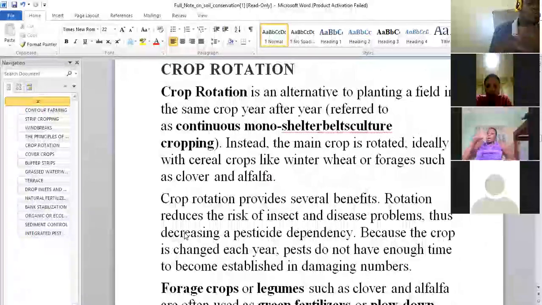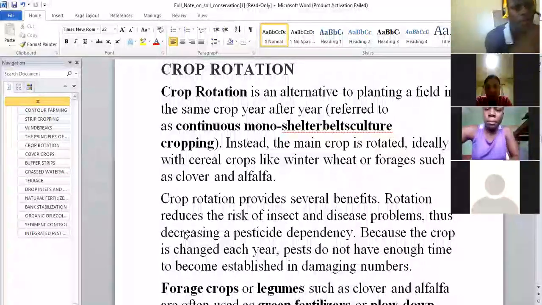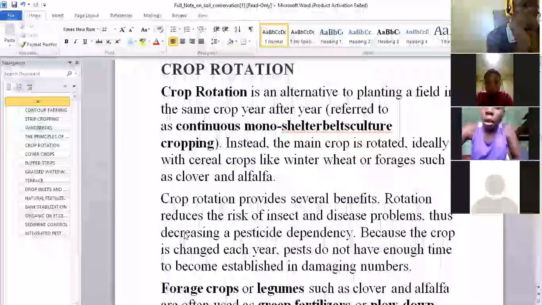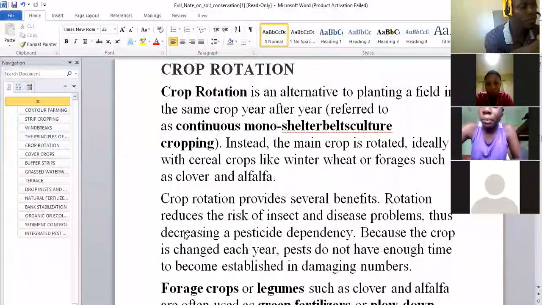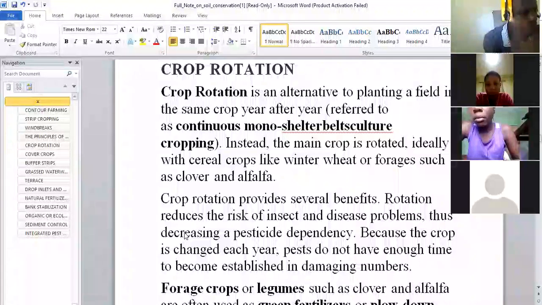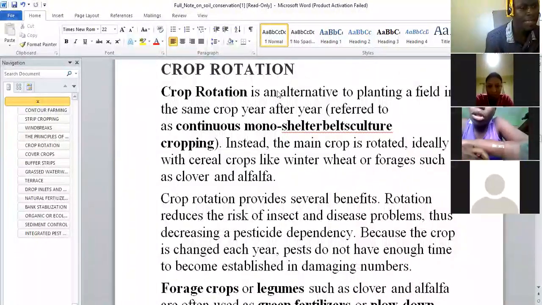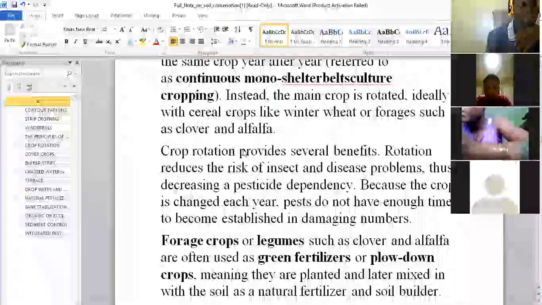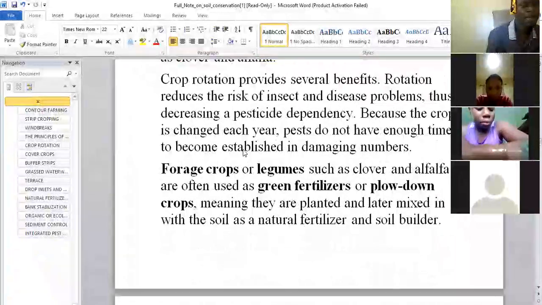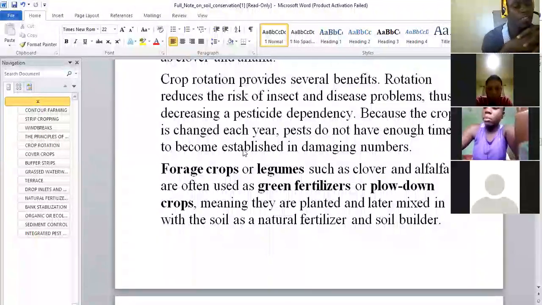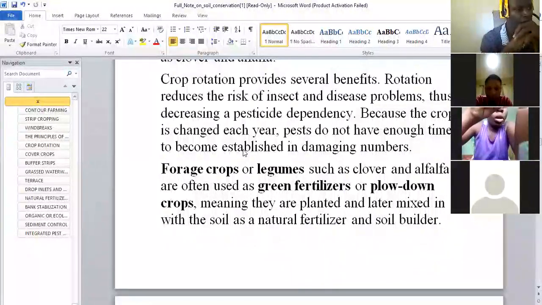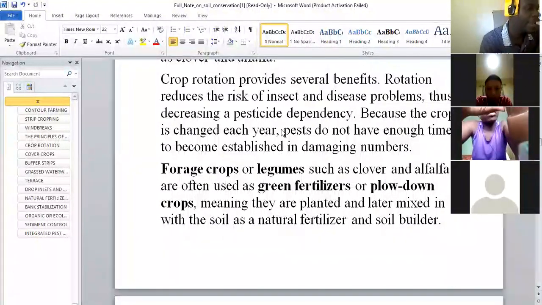Then again, we can use crop rotation. I think by now you know what crop rotation is. The alternative planting of a field with different types of crops, planting different types of crops on the same piece of land in a succession or in a definite rotation. Now, what benefits does crop rotation give to the soil? It reduces the risk of disease and pest attack, because every crop has its own unique diseases and pests.